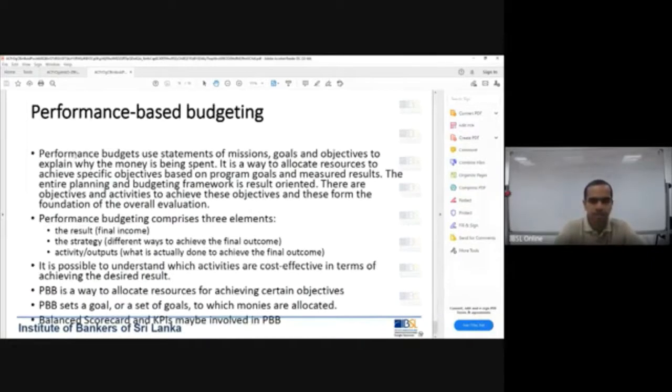Then performance-based budgets use statements of mission, goals, and objectives to explain why the money is being spent. They comprise 3 elements: the result, strategy, and output. It is possible to understand which activities are cost-effective. It's a way of allocating resources for achieving certain objectives. And you can use things like balanced scorecard and KPIs.